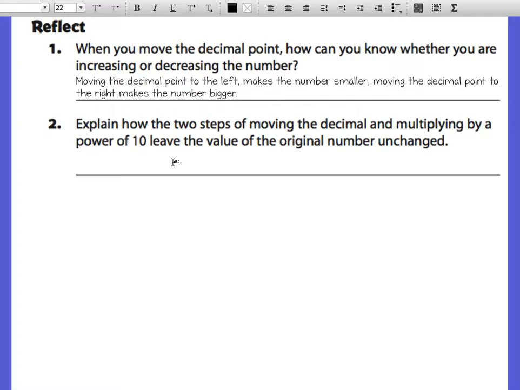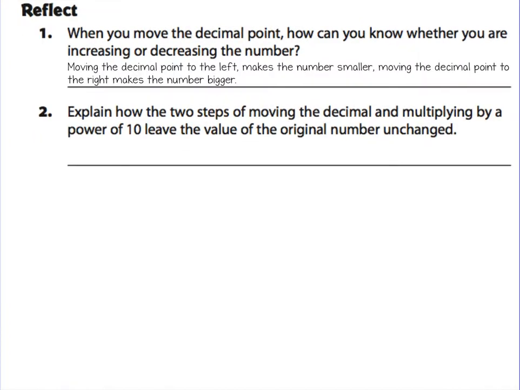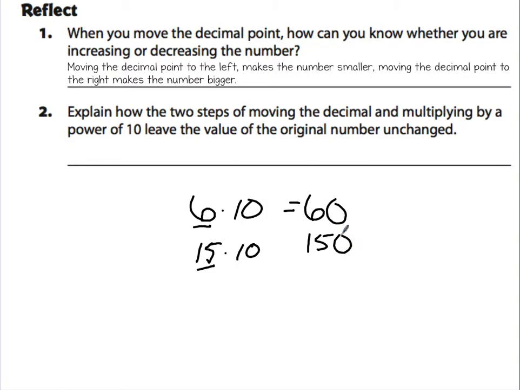Okay, so then explain how the two steps of moving the decimal and multiplying by our power of 10 leave the value of the original number unchanged. Well, anytime you're multiplying by 10, even if I take 6 times 10, I still keep that 6 and I'm just adding that 0. Even if I do 15 times 10, I keep that 15 and I add that 0. All that's happening is that my decimal is moving. So it's just adding more zeros, not any number 1 through 9.